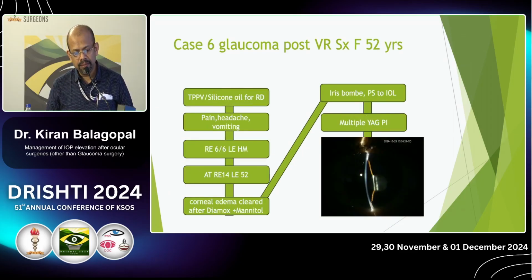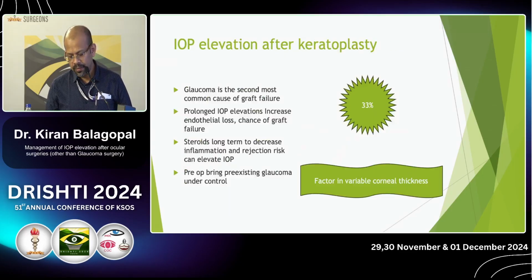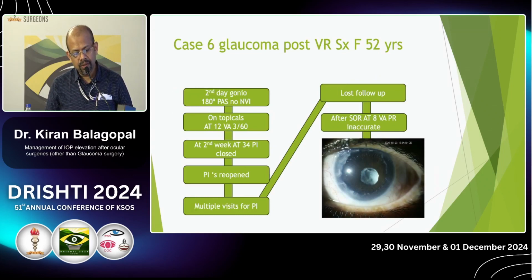Next case is a case of silicone oil for RD, suddenly presented with pain, headache and vomiting, vision HM, IOP 52. So corneal edema was initially cleared with Diamox and mannitol, and gonio done. There was iris bombe and multiple YAG PI were performed, and on topicals IOP decreased, but at second week the IOP shot up again and PIs all closed, and PIs were reopened again and she came 4 or 5 times for repeat PI, and then was lost to follow up.